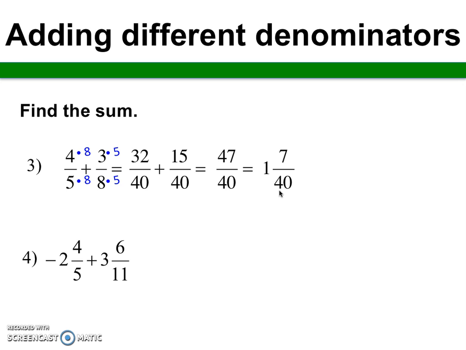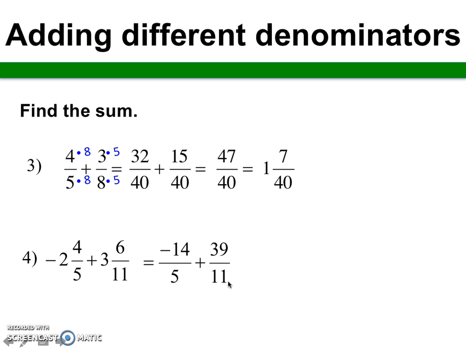This next one here, now I've got a negative again. And not only do I have a negative, I have a mixed number. If I have a mixed number that's negative, I'm going to forget about that negative for a second, and I'm going to go 5 times 2 is 10. 10 plus 4 is 14. So this is negative 14 fifths plus 3 and 6 elevenths. 3 and 6 elevenths, that's 11 times 3 is 33 plus 6 is 39. So negative 14 fifths plus 39 elevenths.